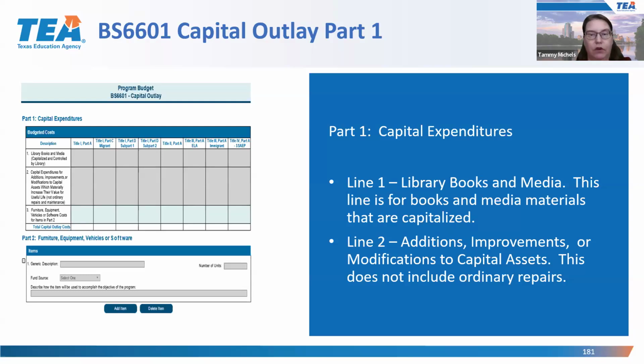Okay, now that we have that overview completed, we'll go more into the details. If funds were budgeted for capital outlay in the BS 6001 program budget summary and support, these funds will automatically populate in Part 1, Line 3 for furniture, equipment, vehicles, or software cost for items in Part 2. If needed, the organization will need to move funds to itemized costs in Line 1 for library books and media, and/or into Line 2 for additions, improvements, modifications, or capital assets. Funds budgeted into these two lines will automatically be deducted from funds in Line 3.